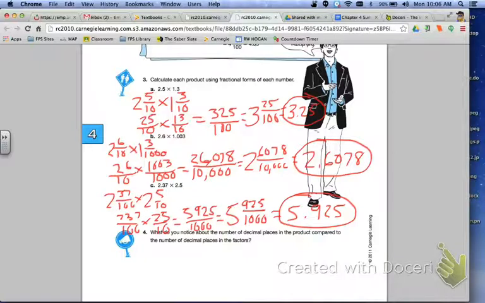For letter B, 2 and 6 tenths times 1 and 3/1000, turn those into mixed numbers, improper fractions once again, and you carry out the multiplication. You get 2 and 6,078 10,000ths for your product. And finally, letter C, 2 and 37/100 times 2 and 5 tenths. Again, carrying out the multiplication using improper fractions, 5 and 925/1000ths for your product.